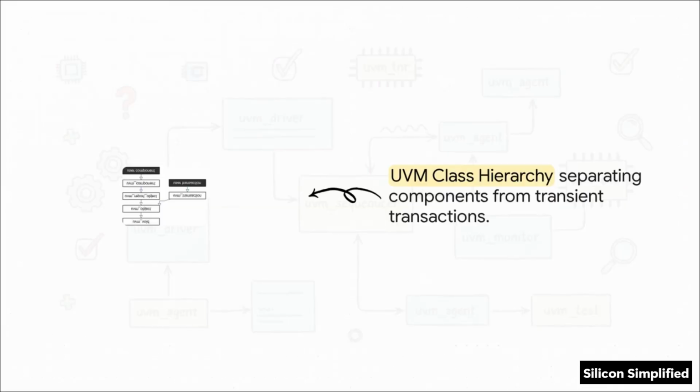When you look at the class inheritance tree, notice how both the static components on the left and the transient transactions on the right fundamentally trace their lineage back to the UVM object and UVM void base classes. This shared ancestry is absolutely brilliant because it's what gives both our static test bench blocks and our dynamic data packets access to those core UVM features, like cloning, printing, and factory overrides.